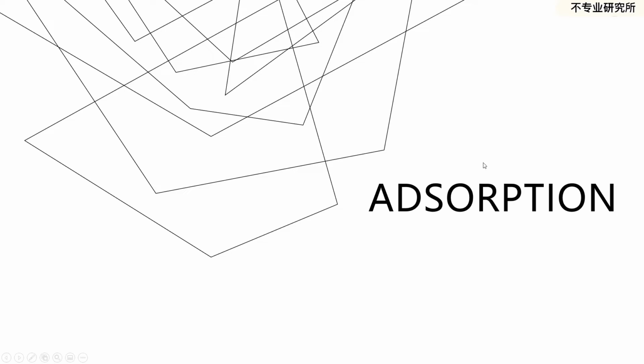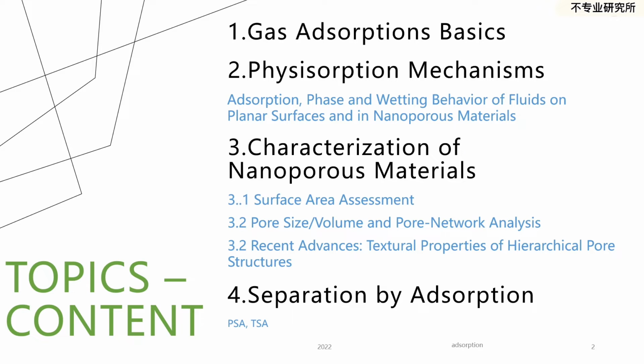In my video series, I will focus on the following topics: the gas adsorption basis, adsorption mechanisms. In this part, I will talk about some things about adsorption, phase, and wetting behavior of fluids on planar surface and in nanoporous materials. The third part is the characterization of nanoporous materials and contains the surface area assessment, pore size, pore volume, and network analysis, and also the recent advances. The first part is the separation by adsorption. It talks about some methods commonly used in industry like pressure swing adsorption and temperature swing adsorption.